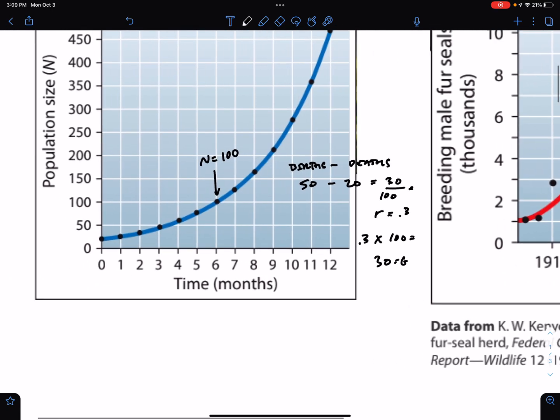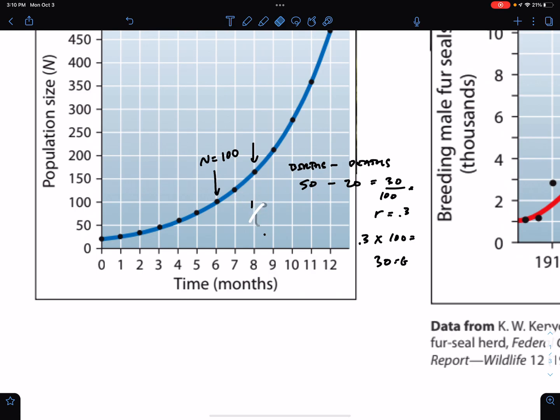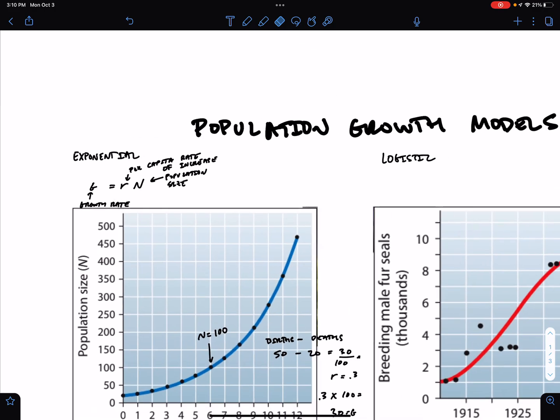And if you look at our next point here, we now have 130 individuals in our population. And then we could take this number and multiply it again by 0.3 for R, and that would give us our new growth, and we get to our next point here, but we're not going to do all that math. Basically, it would give us 169. Anyway, I think you get the idea. So this formula is G equals R times N.